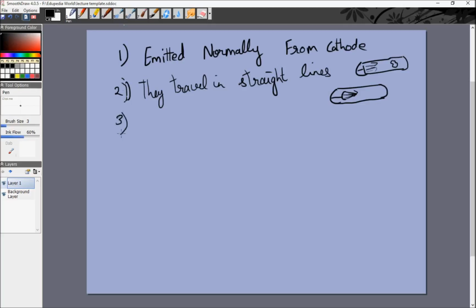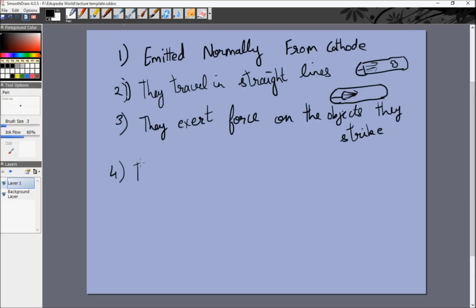The third is, and all these properties initially were puzzling to scientists, but now all of them can be easily explained by assuming cathode rays are just a stream of fast moving electrons. So the third one is they exert mechanical force on the objects they strike. This basically is a way of saying that cathode rays have momentum.